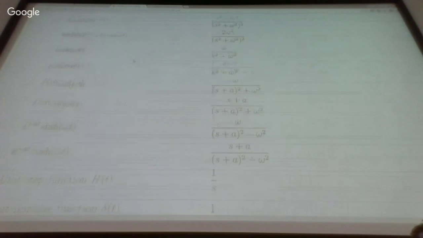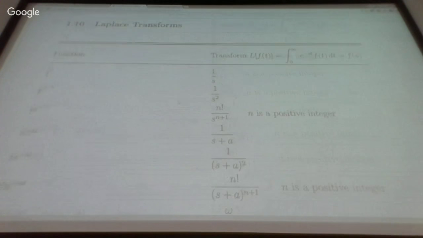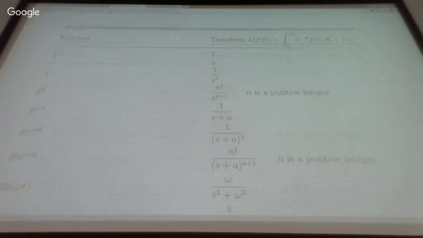So we'll be working our way through a lot of these results that are listed here in this table. You can see what the transforms look like. The constant function 1 has a transform 1 over s, the reciprocal function of s. The function t has a transform of 1 over s squared. In general, t to the n has a transform n factorial over s to the n plus 1. So it transforms polynomials to powers of the reciprocal.